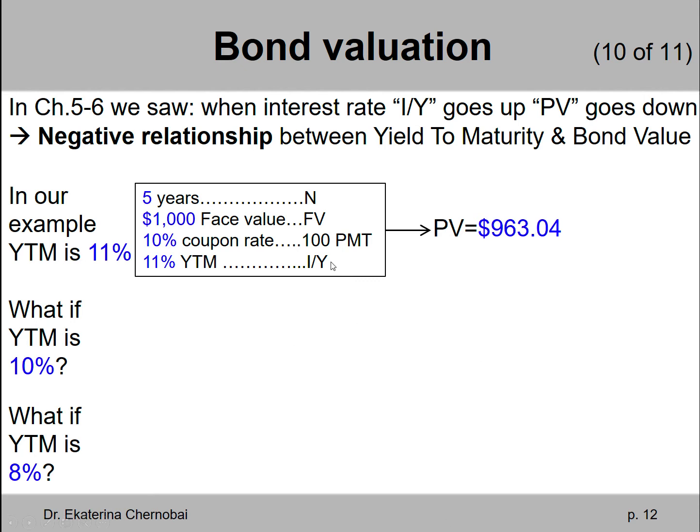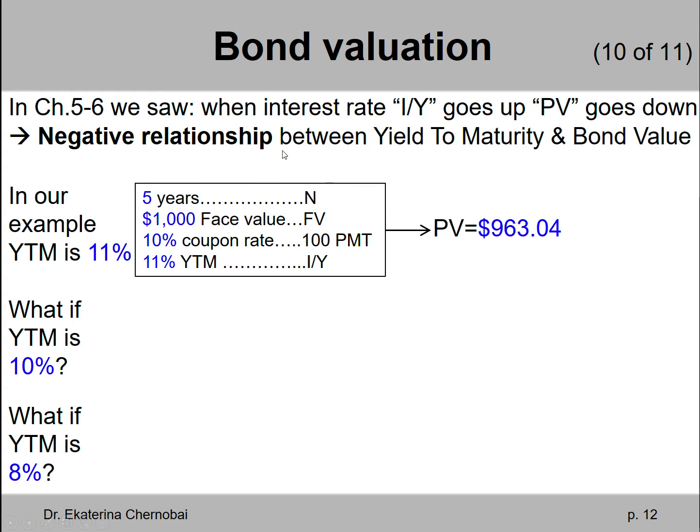So let's continue. In chapters 5 and 6, we saw that whenever the interest rate or IY is higher, the present value is lower, right? So there was this negative relationship between the discount rate or the interest rate and the present value. And it remains true when we talk about bonds, right? Why would it be any different?